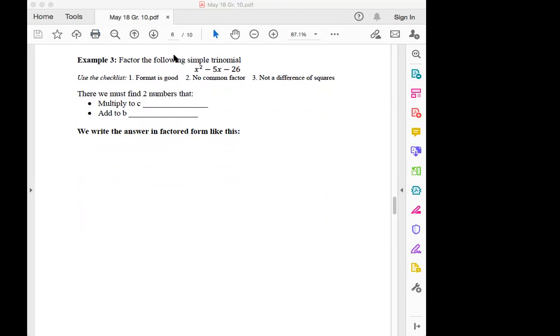Okay, so we're looking at this. The format is good. We have everything that we need. There's no common factor. We have the middle number, so it's not a difference of squares. So we're going to use two numbers that multiply to get us this. So again, remember that your sign goes with it. So negative 26. And then we look at B. So B, again, the sign goes with it. So negative 5. And you're going to find your numbers. So we need to think of two numbers that multiply to give us negative 26.